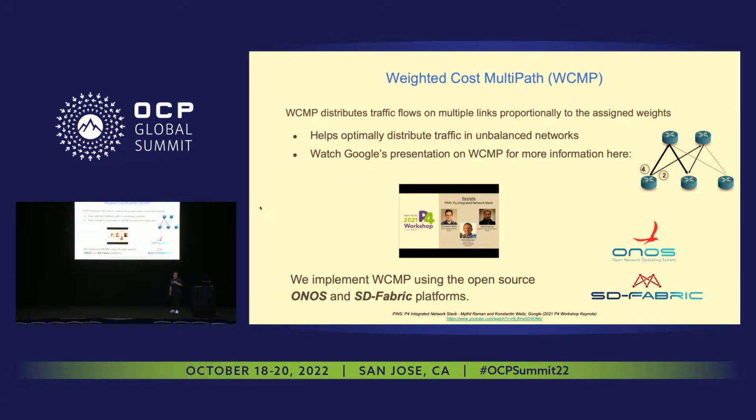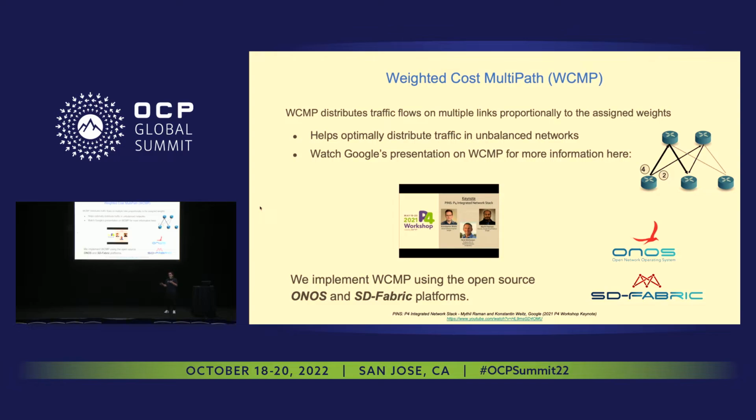Now let's talk more about WCMP and how it improves the network functionality. WCMP helps to optimally distribute traffic into multiple paths based on associated weights, which is very helpful, especially in unbalanced networks, which is the case in real data centers. There might be multiple reasons why networks are unbalanced, such as using heterogeneous switches from different vendors, different generations. There might be link failures.